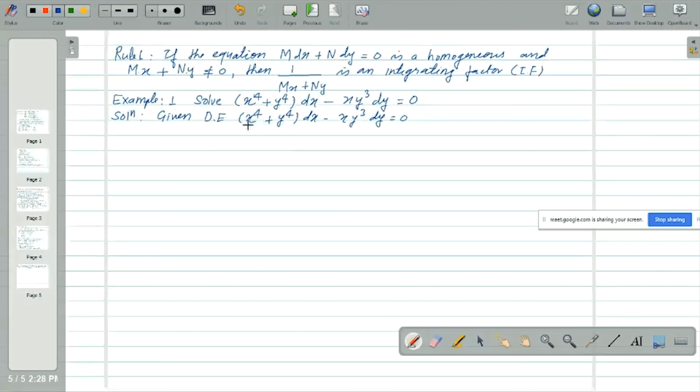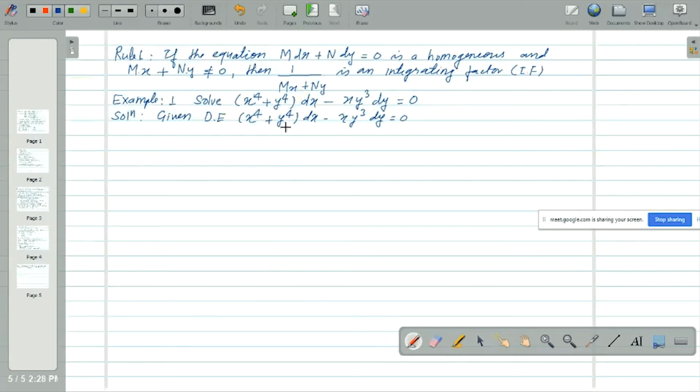Yes sir. See here, why is this homogeneous? Because here the degree of the first term, x raised to 4, is 4, and the degree of the second term is also 4. So the degree of each term is the same, 4 and 4. Now come to the next: the degree of x is 1 into the degree of y, that is 3, so 3 plus 1 is 4. So the degree of each term is the same. So this is homogeneous.